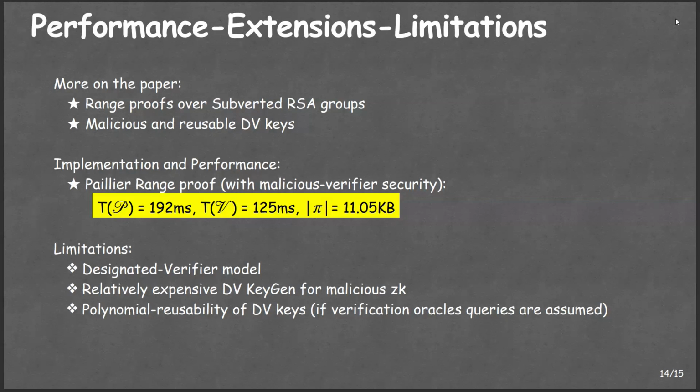Of course, we want to be upfront and say that the protocol has some limitations. It is in the designated verifier model. It is not publicly verifiable. It has a relatively expensive designated verifier key generation, if we want to allow the verifier to be malicious in the zero knowledge property, and we have polynomial reusability of these designated verifier keys if we allow verification oracle queries to the prover.